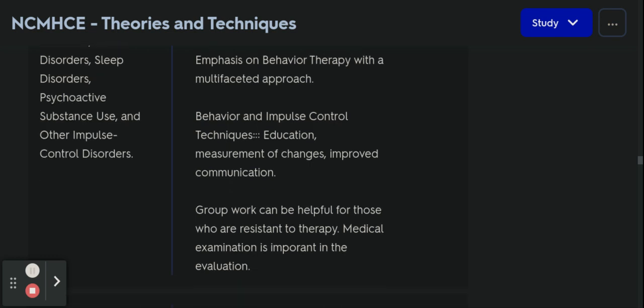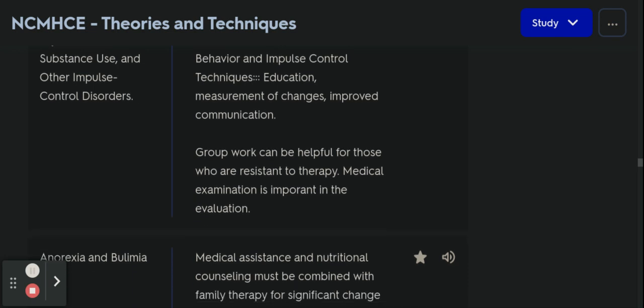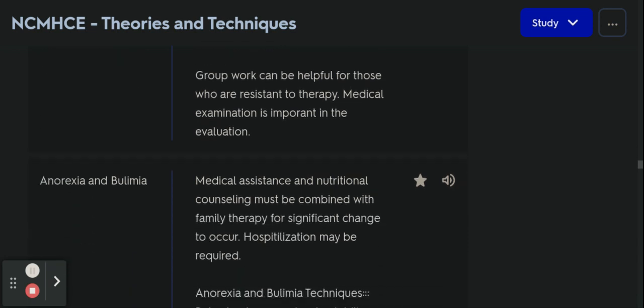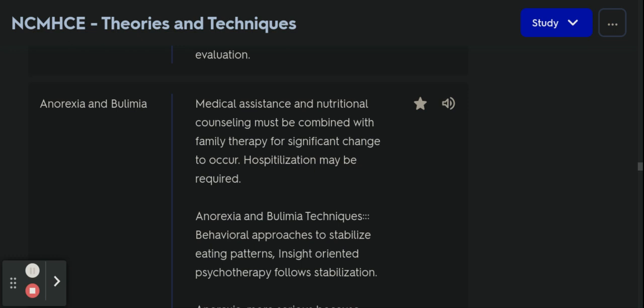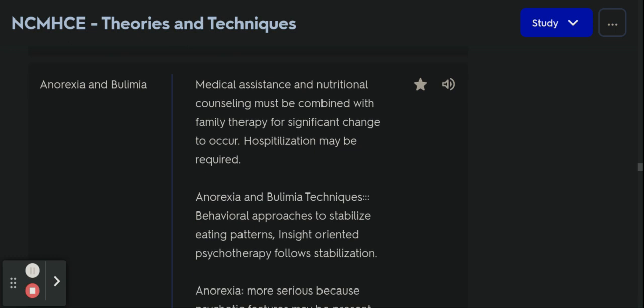Group work can be helpful for those who are resistant to therapy. Medical examination is important in the evaluation. Anorexia and bulimia: medical assistance and nutritional counseling must be combined with family therapy for a significant change to occur. Hospitalization may be required. Anorexia and bulimia techniques.